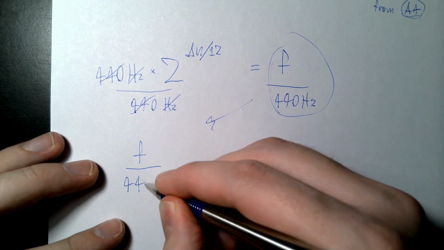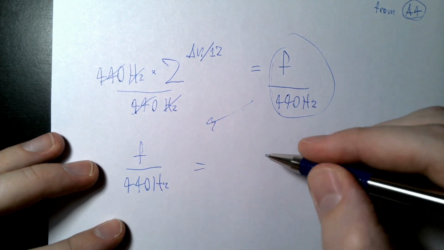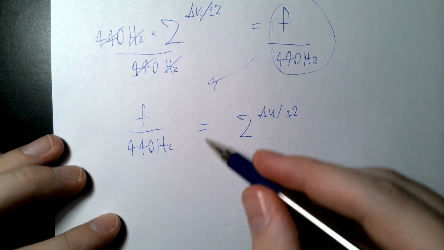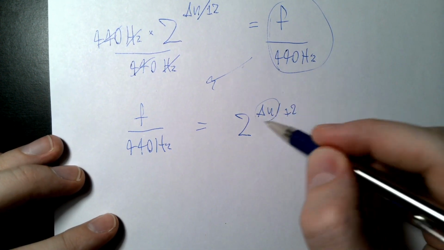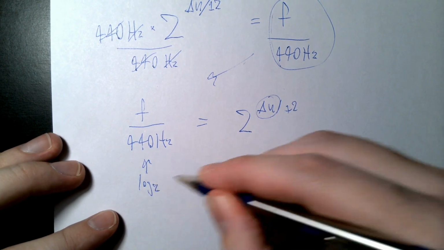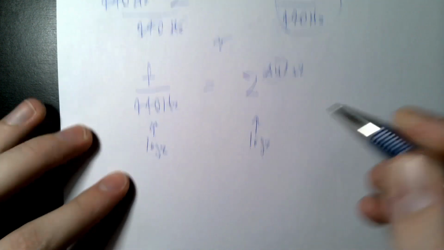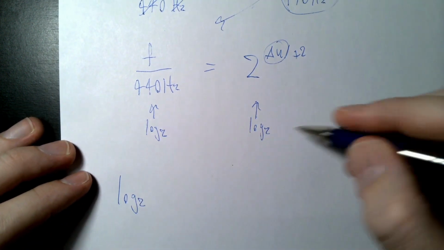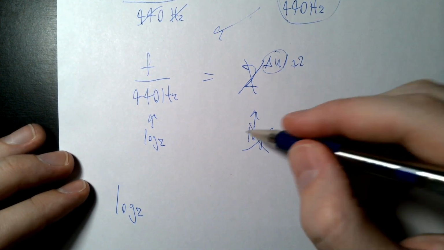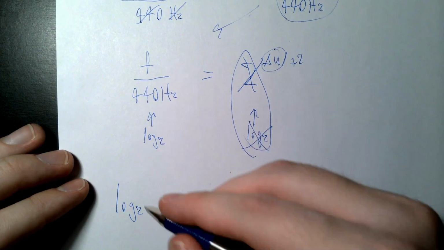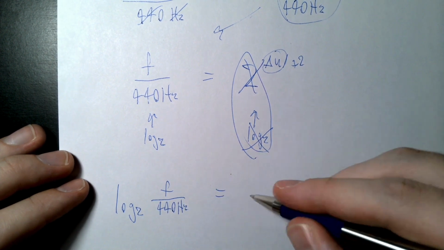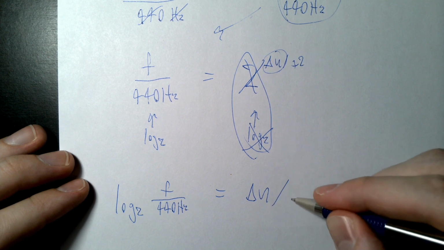So F over 440 hertz equals 2 to the delta n over 12. And then we need to get rid of the 2 to the, because delta n is what we want. So let's take log 2 of both sides. On this side, by the way, the log 2 and the 2 to the cancel. These two cancel, so the log 2 stays on the left, obviously. Log 2 of F over 440 hertz equals delta n over 12.